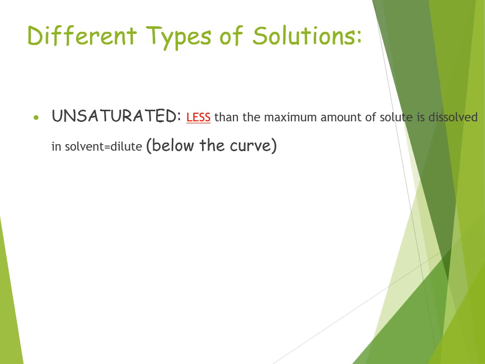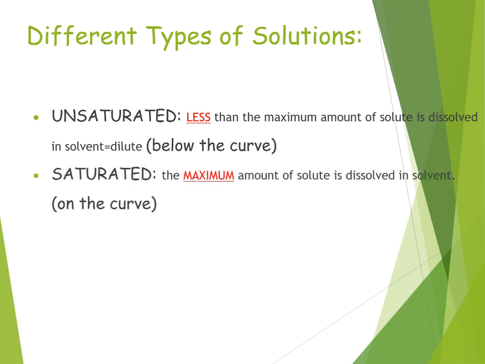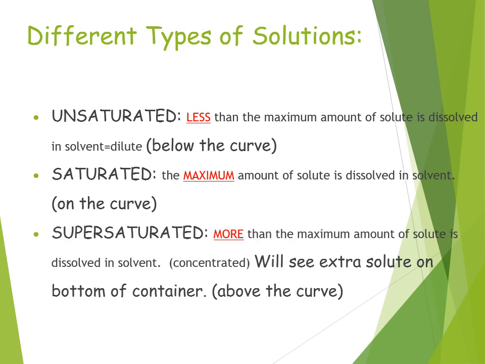You could keep adding salt until it is what we call saturated, and that is the maximum amount of solute dissolved in the solvent. If you were to move on and supersaturate it, you would get more than the maximum amount of solute dissolved in the solvent, and so you would see extra solute at the bottom of the container.